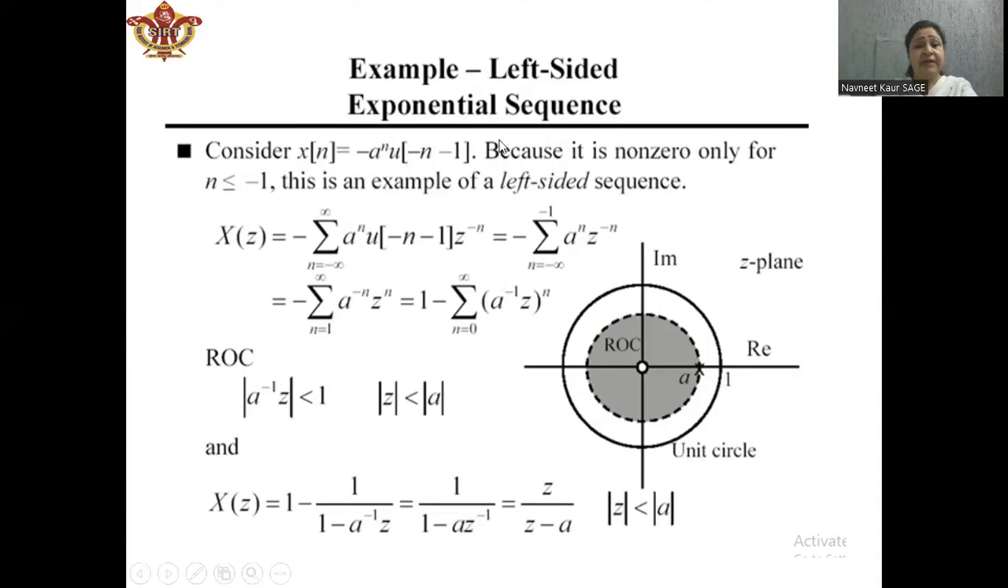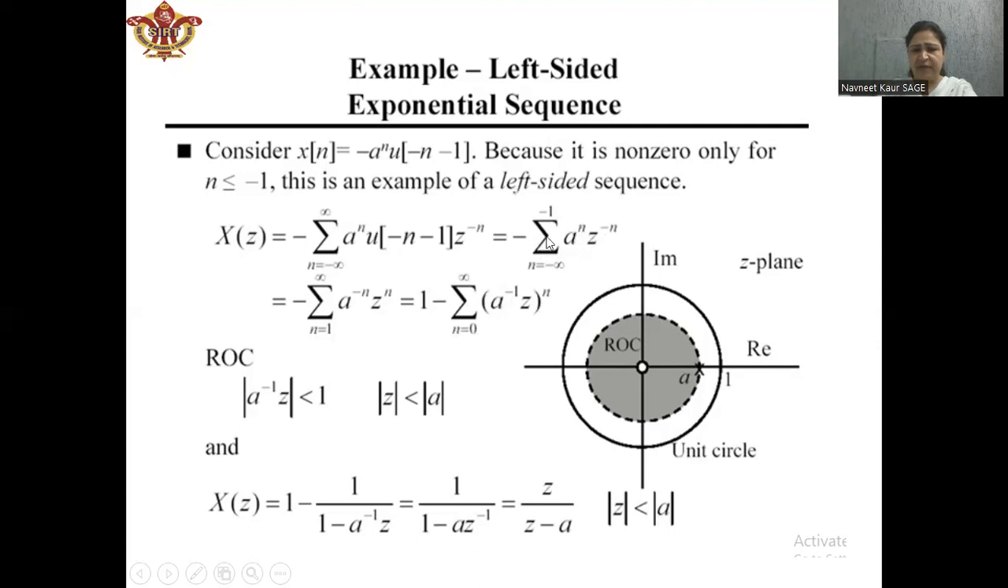Now, using the formula for Z transform, X(z) will be summation of minus a raised to power n u[minus n minus 1] and z raised to power minus n. Because there is a term u[minus n minus 1], my limit will change from minus infinity to minus 1, a raised to power n, z raised to power minus n, because this u term will be 1 for this range. Now, summation from minus n equal to 1 to infinity, because here I am taking, say, n equal to minus n.